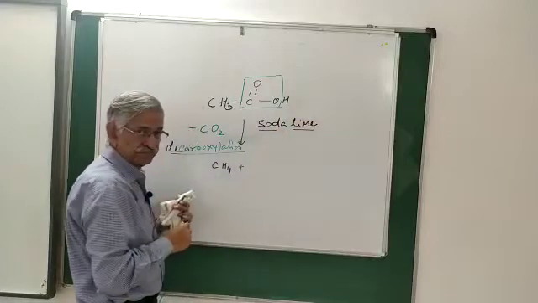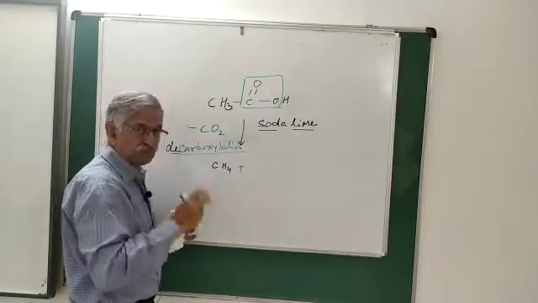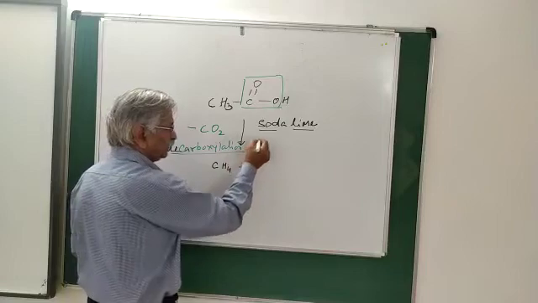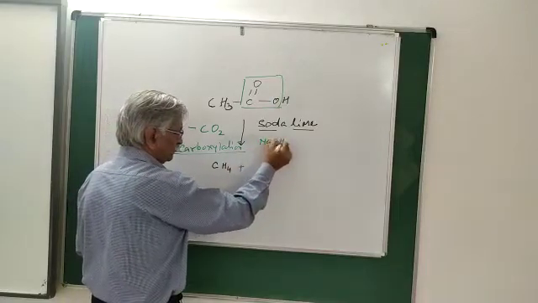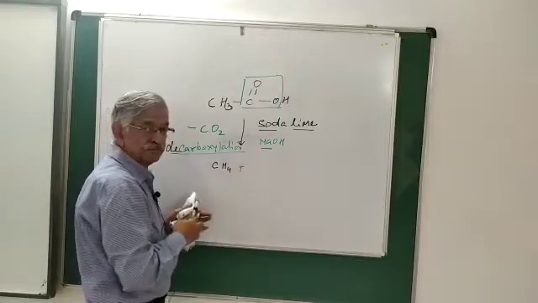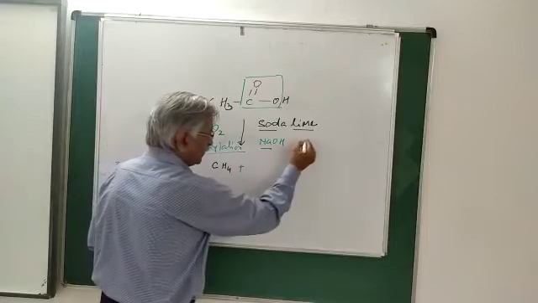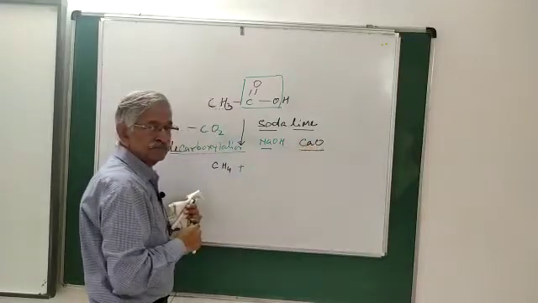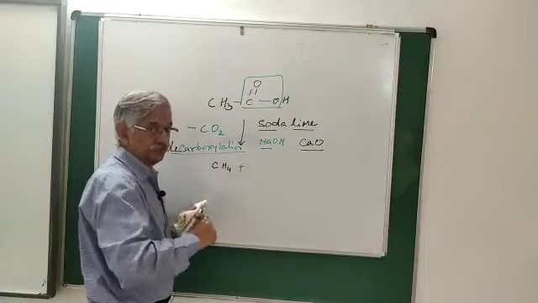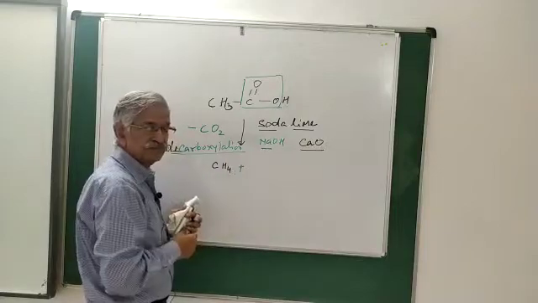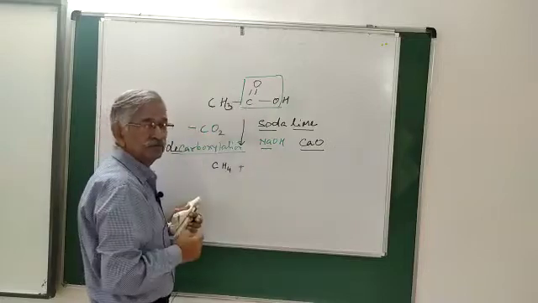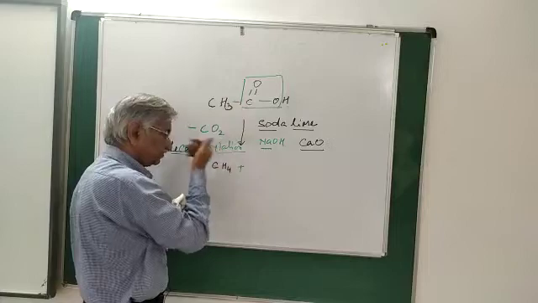Soda lime. We see two names inside it, soda and lime. Soda stands for NaOH, sodium hydroxide. Soda, sodium. And lime comes from calcium oxide. You know it is known as lime. A mixture of these two is known as soda lime. Both of them are basic compounds. They can take away carbon dioxide from this molecule and change it to methane.